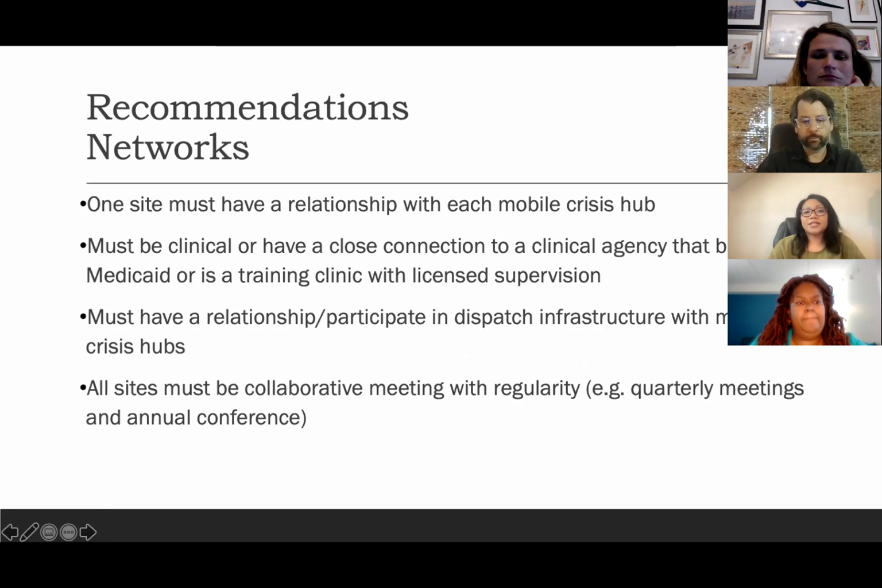One site must have a relationship with each mobile crisis hub, must be clinical or have a close connection to a clinical agency that bills Medicaid or is a training clinic with a licensed supervisor. Must have a relationship or participate in dispatch infrastructure with mobile crisis hubs. All sites must be collaborative, meeting with regularity, either quarterly meetings or an annual conference or both.